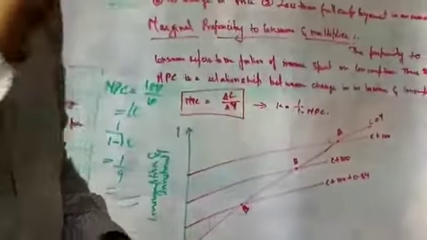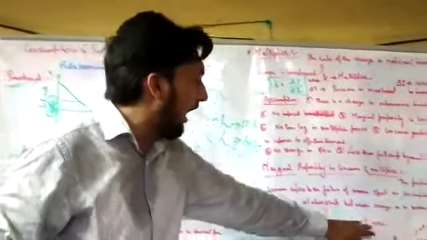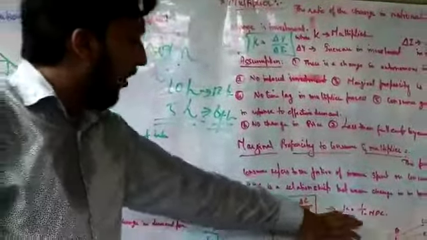First you will identify the MPC. So there is a change in consumption and change in income. You will divide it and you will identify one value. After that, 1 divided by 1 minus the particular value you have identified. You will understand the purpose of the multiplier.